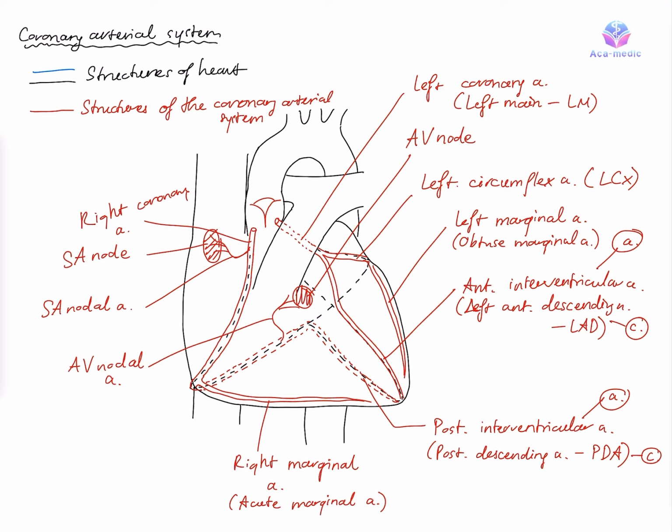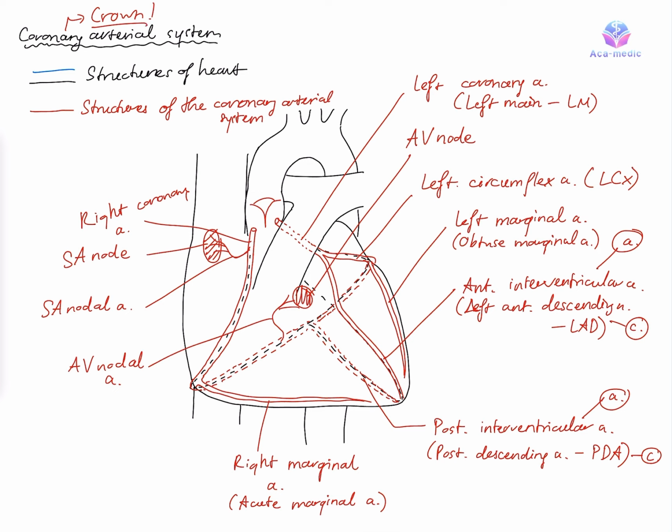Now, the left circumflex artery, after it has given off the left marginal artery, goes once again to the back of the heart, to the posterior side. It runs all the way to this point here, where it almost touches the posterior interventricular artery. So all of this structure makes up a crown, which is why it is called the coronary arterial system. Coronary means crown. So now you know.